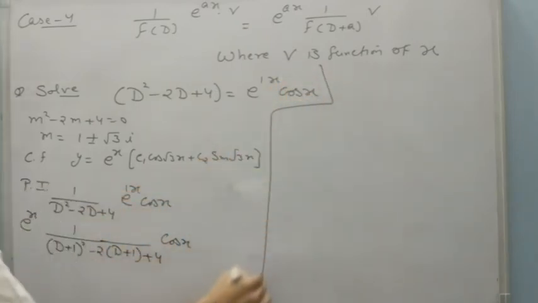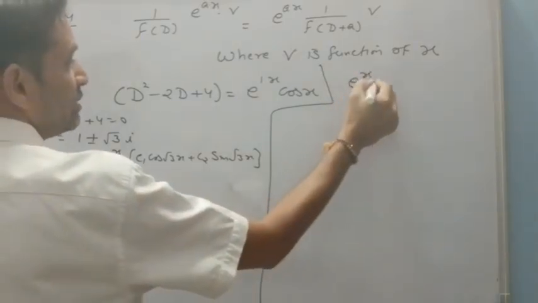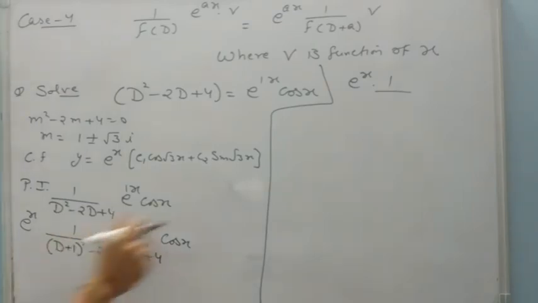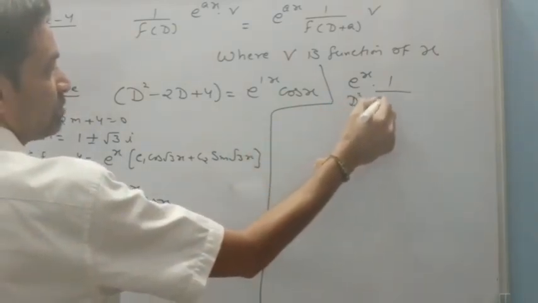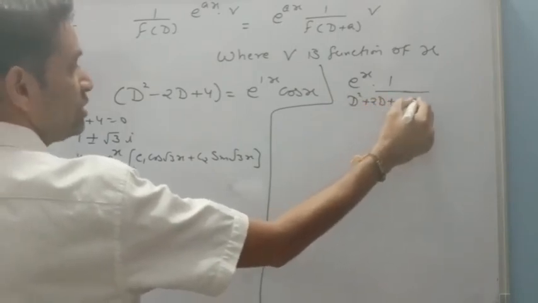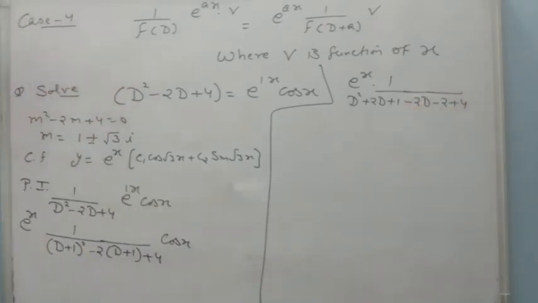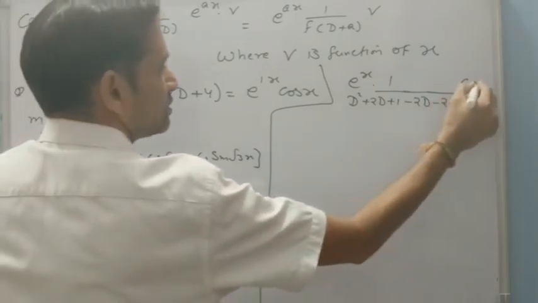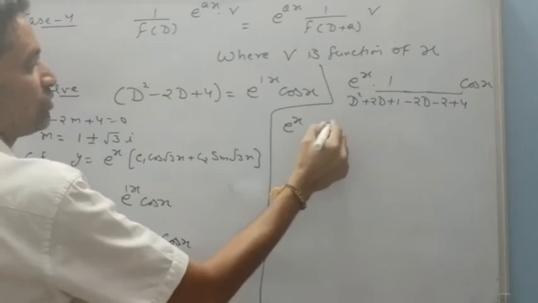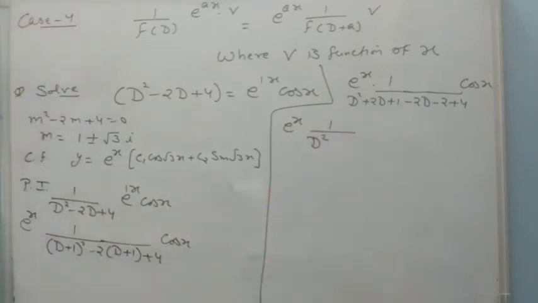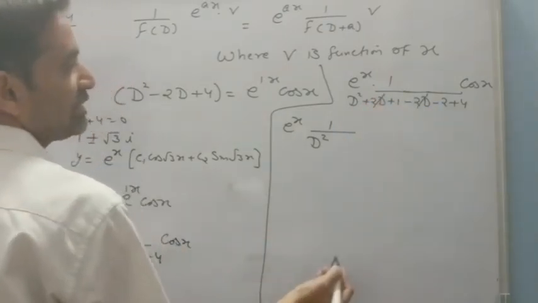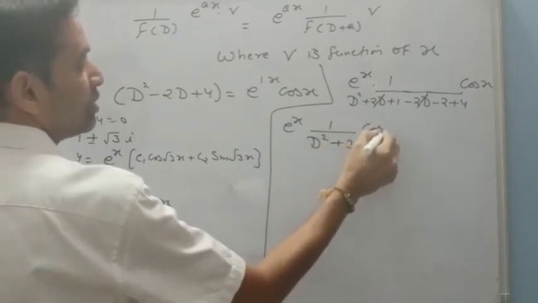Now this equation will become e to the power x into 1 upon D square plus 2D plus 1 minus 2D minus 2 plus 4 of cross x, or it will be e to the power x 1 upon D square, where 2D and 2D cancel out, and 1 minus 2 plus 4 is 3, of cross x.